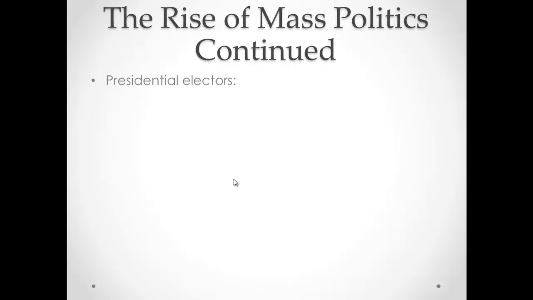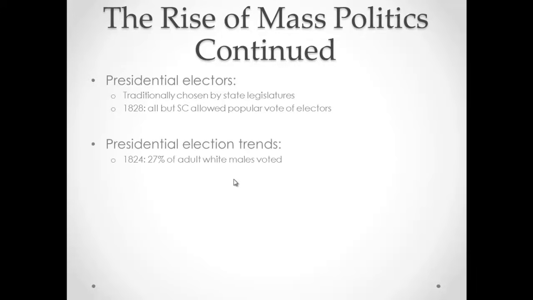All right, another way that mass politics increases is through presidential electors. It used to be that the electors were chosen by state legislatures, not individual people in the state. However, in 1828, all states except South Carolina allowed for a popular vote of electors who would go on and vote for the president. In 1824, what we see is 27% of adult white males voted. This is a part of the corrupt bargain. Four years later, when Andrew Jackson wins the presidency, you see 58% of adult white males voting. And in 1840, only 12 years after that, you see 80% of adult white males voting. So this is an increase in the political process by adult white males.